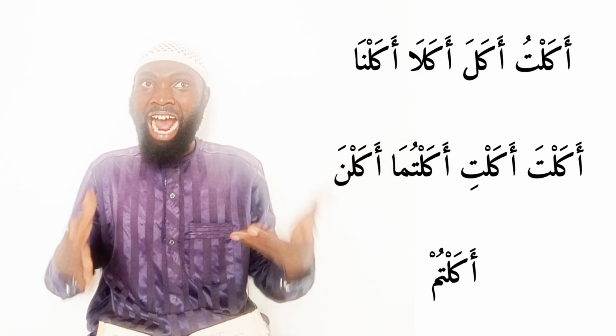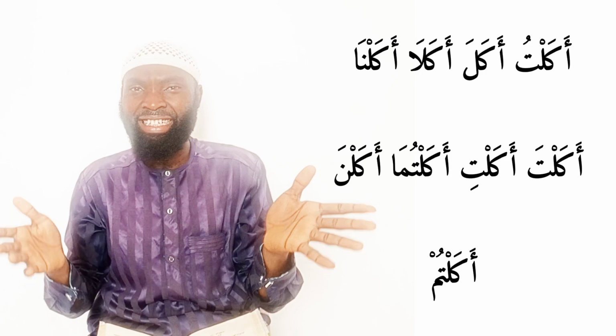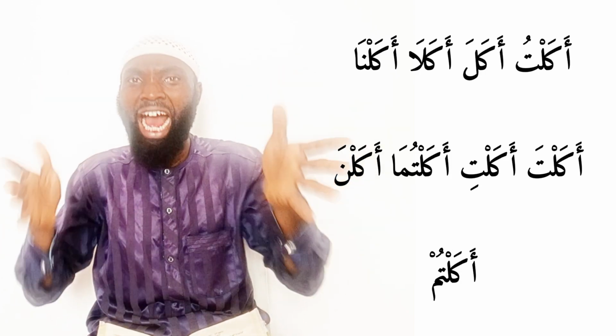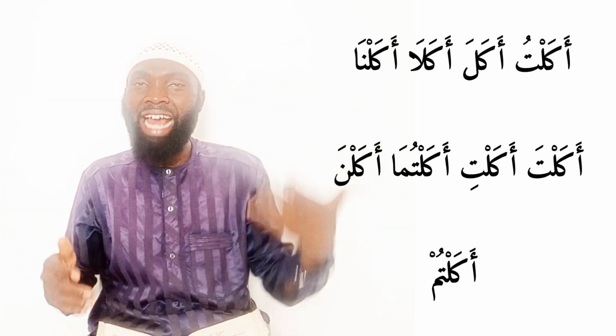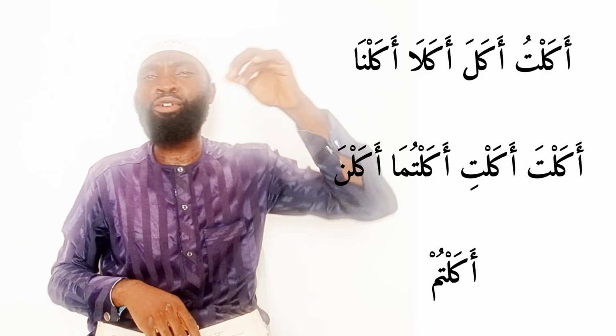Akalna, we all ate. Akalna, all of the females ate. Akalu, all of the males, all of the boys ate. Then akaltunna, you all females ate. Then akaltum, you all males ate. All of these are verbs which have attachment of pronouns.